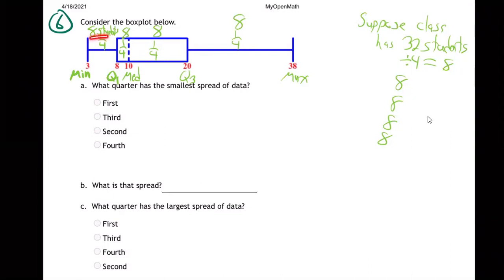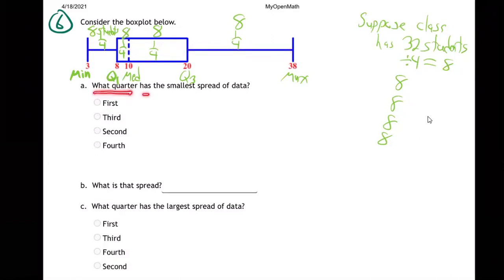You know what I mean? There'd be like 8 students who got a quiz score between 3 and 8, because that's 1/4 of the class, right? 8 is 1/4 of 32. So I don't know there's really 32 students, I'm just making that up, but I'm just trying to make this real. And 8 students would get between 8 and 10, and 8 students got between 10 and 20 on the quiz, and 8 students got between 20 and 38.